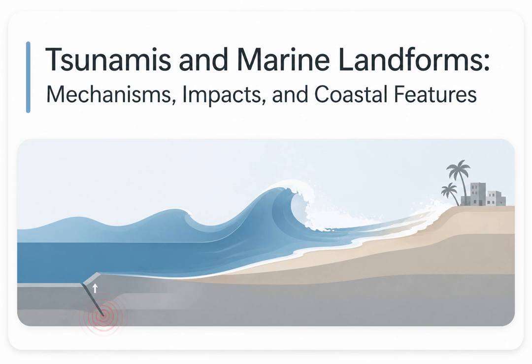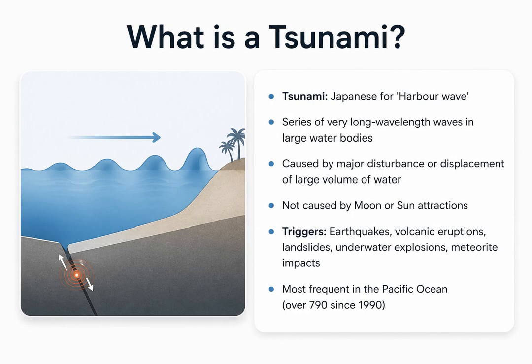Let's get started. The word tsunami comes from Japanese, meaning harbor wave. A tsunami is a series of waves with very long wavelengths that occur in large bodies of water, like oceans. Unlike regular tides, they are not influenced by the gravitational pull of the moon or sun.